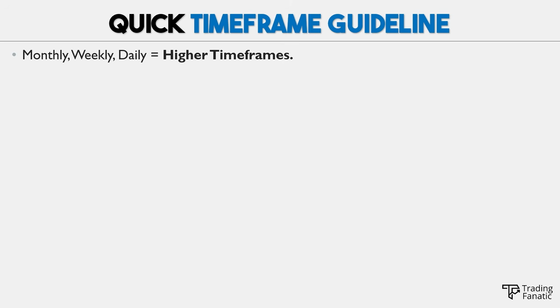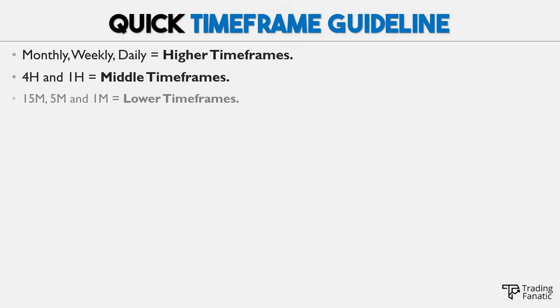Now, for me, monthly, weekly, and daily, those are my higher time frames. 4 hourly and 1 hourly time frames, those are my middle time frames. And 15 minute, 5 minute, and 1 minute, those are my lower time frames. Now, those are the only time frames I use. I don't do 30 minutes. I don't do 2 hours. I don't do 25 minutes. Those are the time frames that I use because it keeps everything systematic.